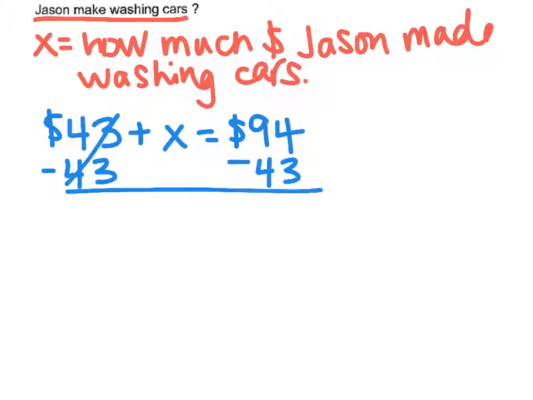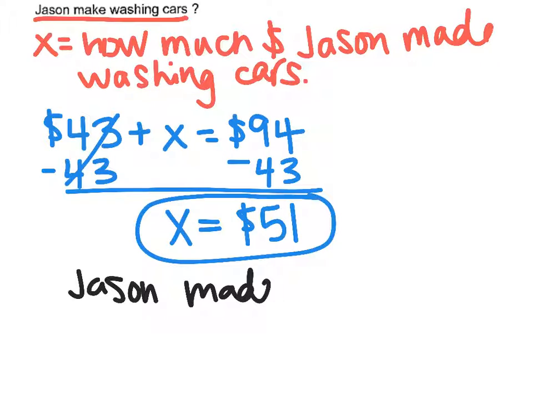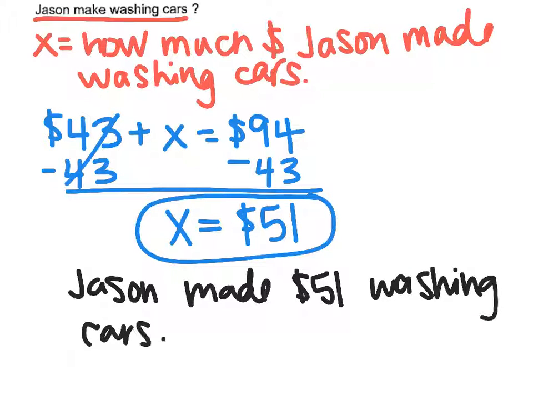Okay, so he had $51. That's the answer, but we're requiring you to write it in a sentence. X was how much money Jason made washing cars. So then your answer would be Jason made $51 washing cars. Again, the point that we're emphasizing here is how to define a variable, how to set up an equation, and to write your answer as a sentence.